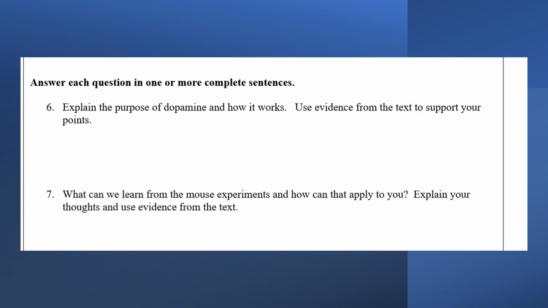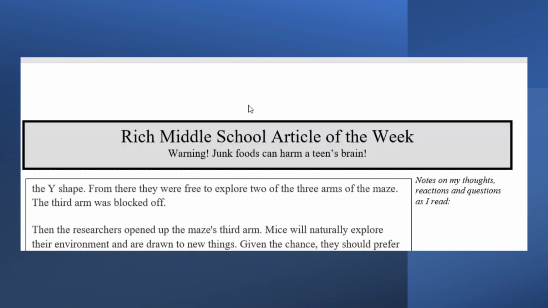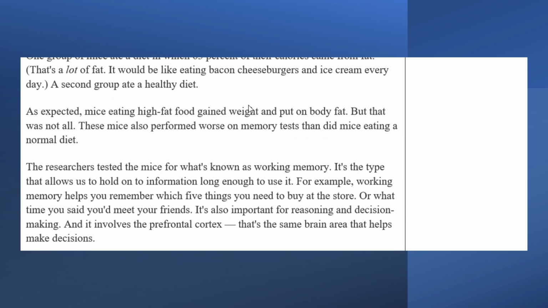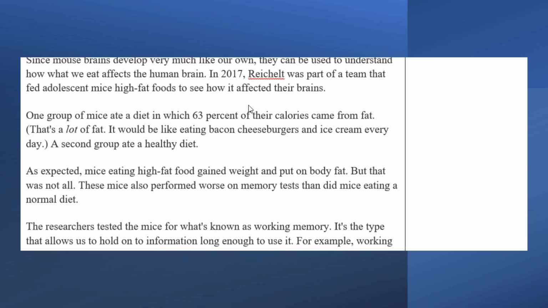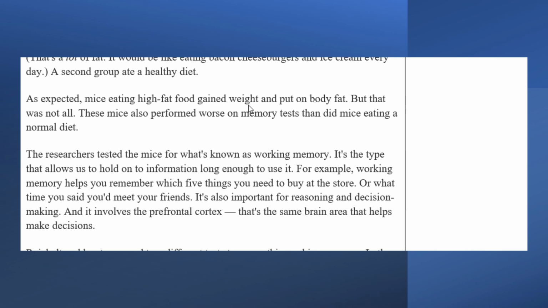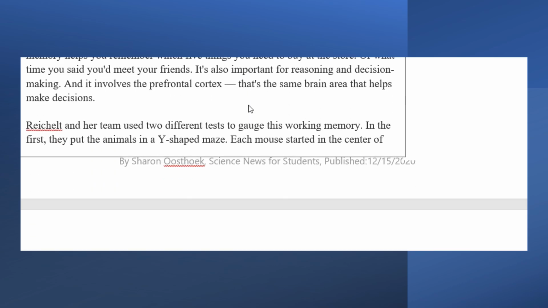Okay, go ahead and comment on the last two paragraphs that we read. The last question says, what can we learn from the mouse experiment and how can that apply to you? So let's just start with what can we learn from the mouse experiment? In the mouse experiment, they gave one group fatty foods with lots of fat, and the other group they gave healthy food. So from what you remember of what we read, what can you learn?